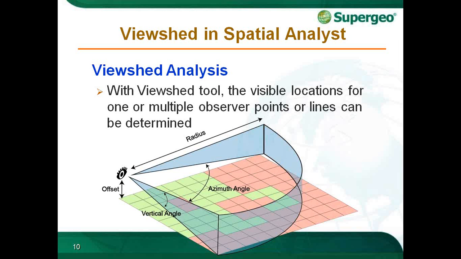The Viewshed analysis is actually a specific analysis tool provided with the SuperGIS Desktop Spatial Analyst. With this tool, it will help users to find out the visible location for one or maybe multiple observation points, where you can determine the range or the distance you want to find.